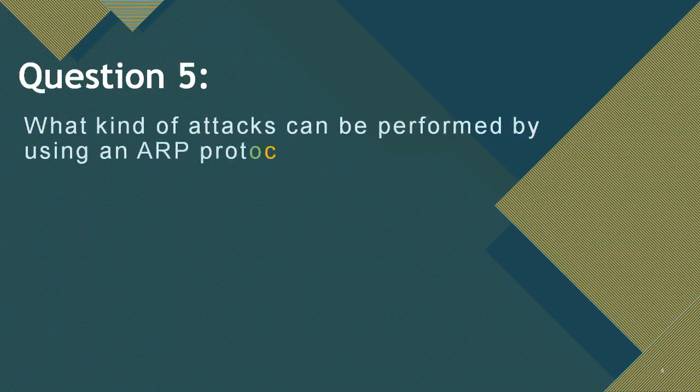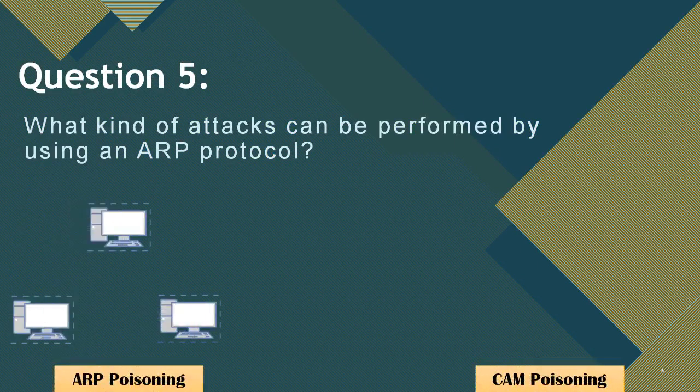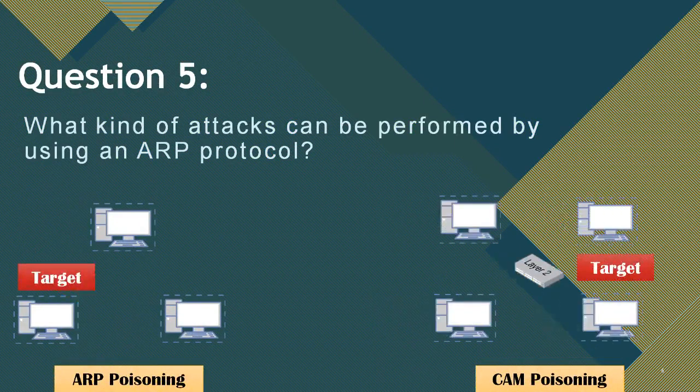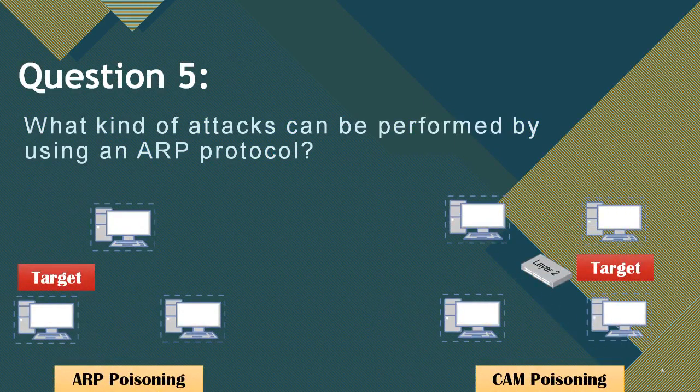Question number 5. What kind of attacks can be performed by using an ARP protocol? By using an ARP protocol, an attacker can perform ARP poisoning and CAM poisoning attacks, which could lead to the man-in-the-middle attack, where the attacker can see all the information or content in the network packet as a middleman between the source and destination device. This attack can also be extended to modify the messages from the original sender and send this modified message to the target recipients.